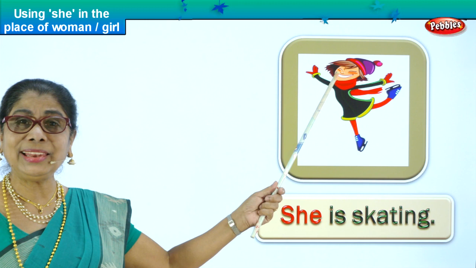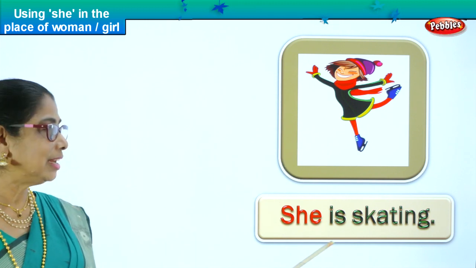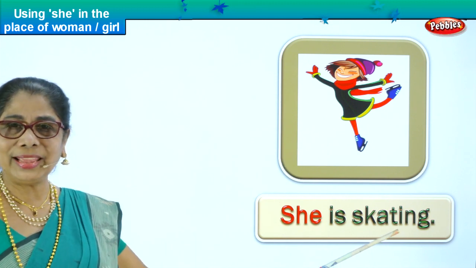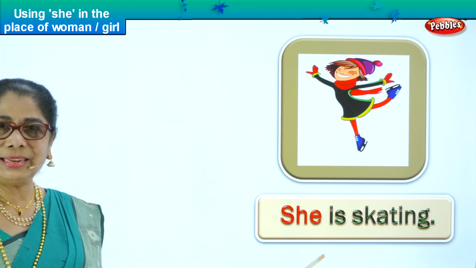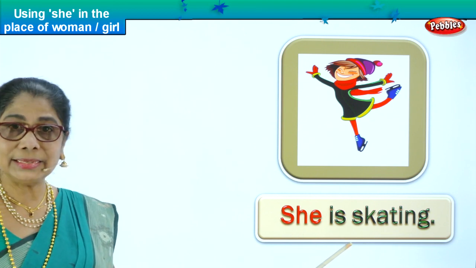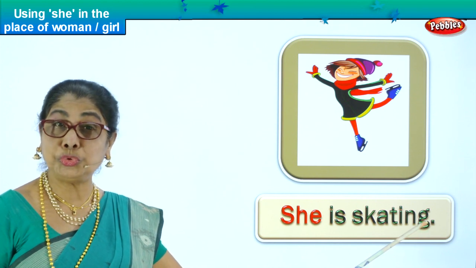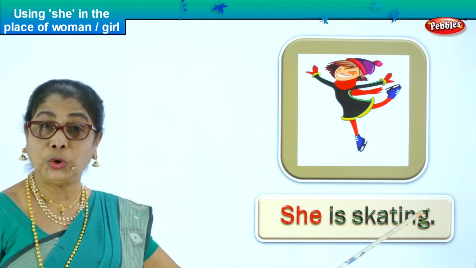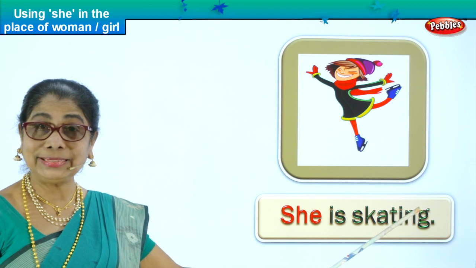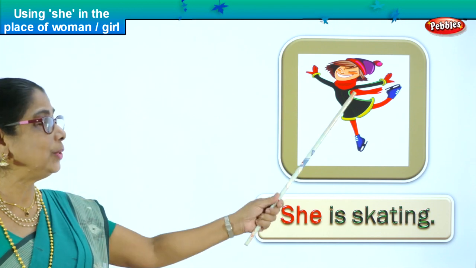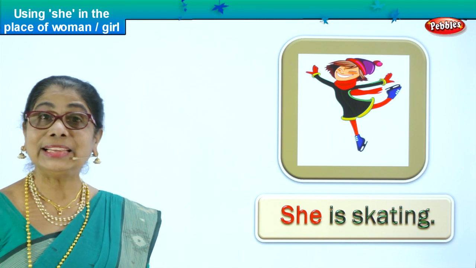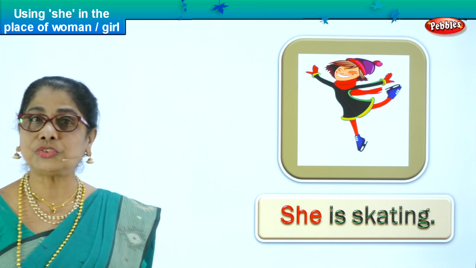Then why is she smiling? Because she loves skating. She's very happy. Read. She is skating. You skate on a smooth road, smooth floor. Yes? Good. What is she doing? She is skating. Shall we look at another picture?